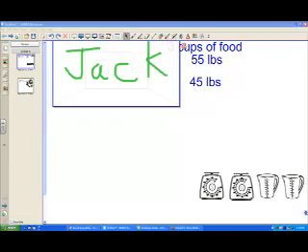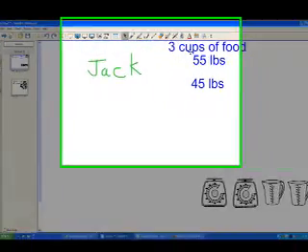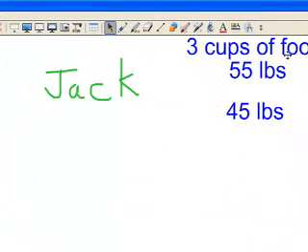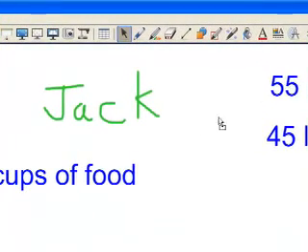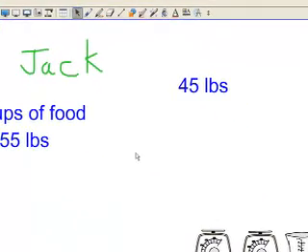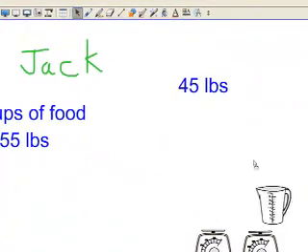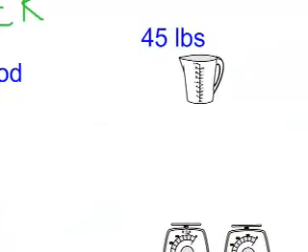Let's look at Jack's problem. Jack's problem says that there's 3 cups of food for every 55 pounds. Jack weighs 45 pounds. So let's look at how to set this problem up in order to solve it. First, we have 3 cups of food for every 55 pounds. So what we basically have is our cups over our pounds.